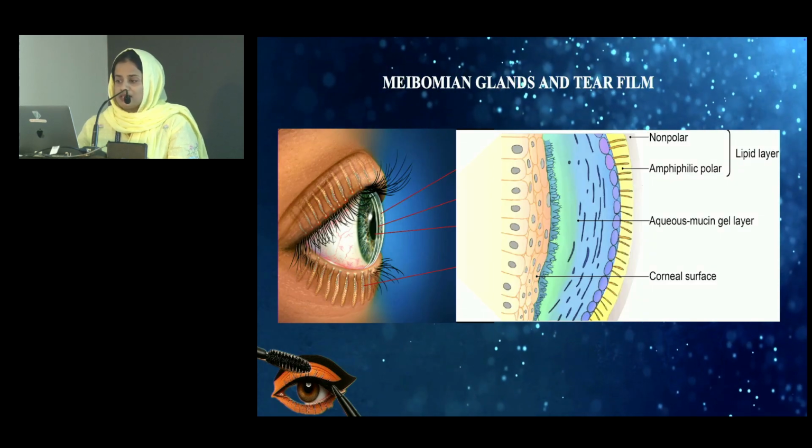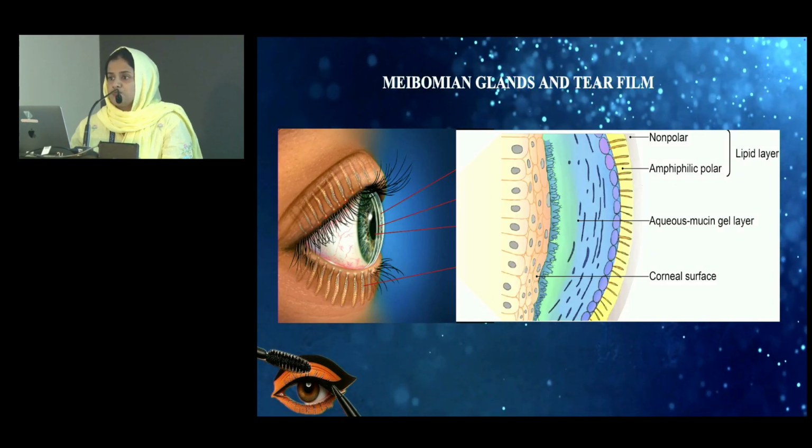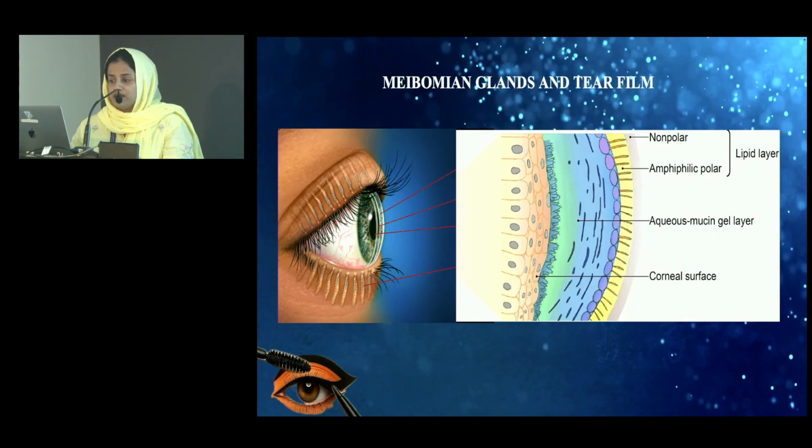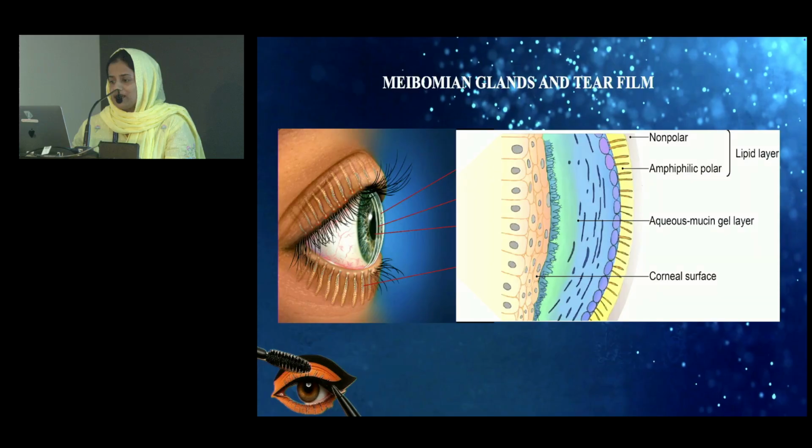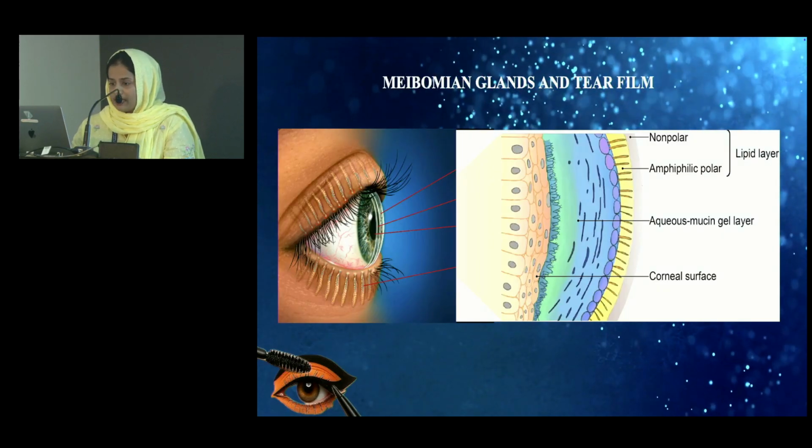So we know meibomian glands produce the lipid layer of the tear film, which prevents evaporation and maintains ocular comfort. So any obstruction or alteration in this gland can destabilize the tear film and lead to dry eye.